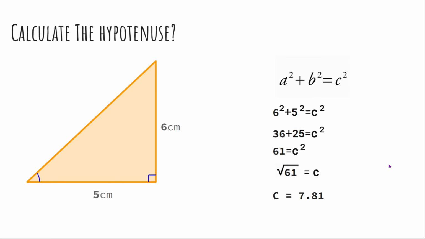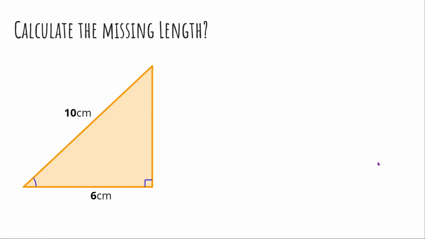To check if your answer is correct, the hypotenuse is always the longest side. So if your answer is greater than A or B, then your answer is most likely going to be correct. Otherwise, on the other hand, if it is less than A or B, then the answer is probably wrong. So I'm going to do another question.